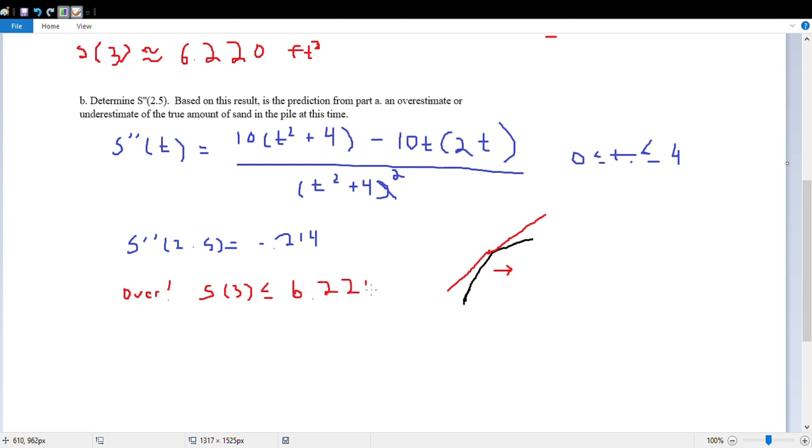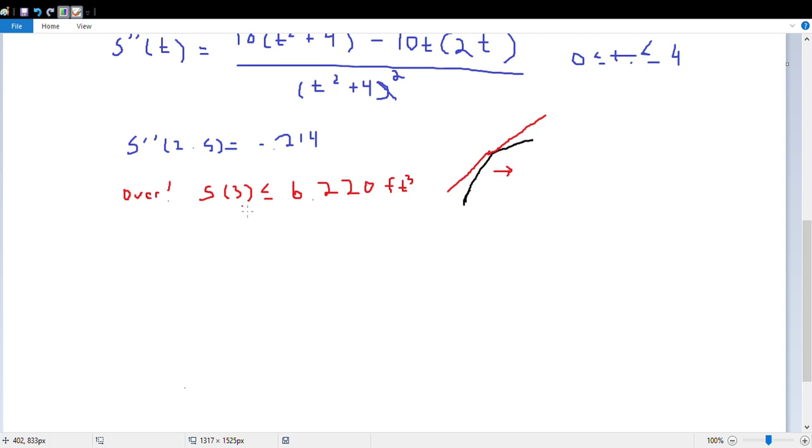We could do some more work maybe to get a lower bound so we can make our estimate a little bit more exact. But that's really useful. We have an estimate and we know that our estimate is going to be too high. All right, let's move on to the next part.